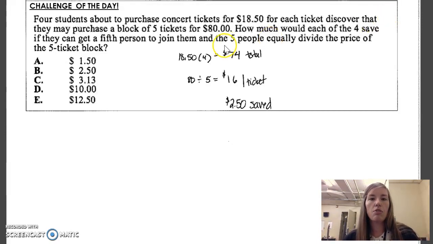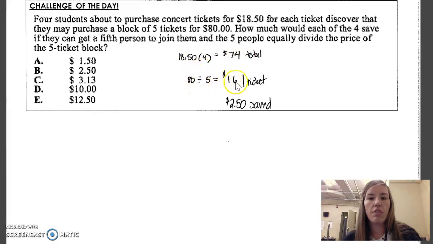So if you go with totals, $18.50 times 4, your total would be $74. Compare that with the total for 5 tickets, which is $80. What's the difference between 74 and 80? You would have a difference of 6. So you would take the 6 and divide it by the 4 people and see how much they saved.